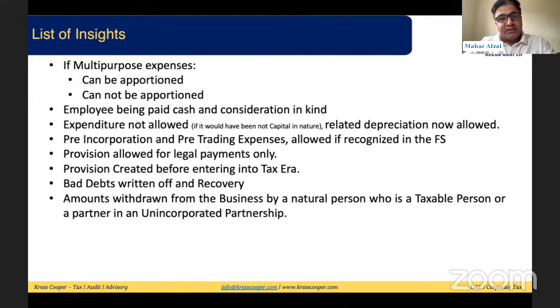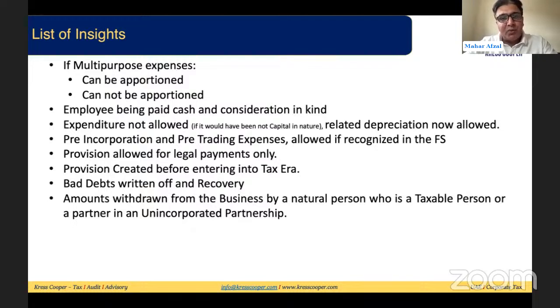Amount withdrawn by the business. A lot of people are still asking this question: if the employer is taking any salary, will it be allowed for tax purposes or not? They have given further clarification. It depends on whether you are running a business as a natural person or as an LLC, a limited liability company. If you are a natural person, this is straightforward.